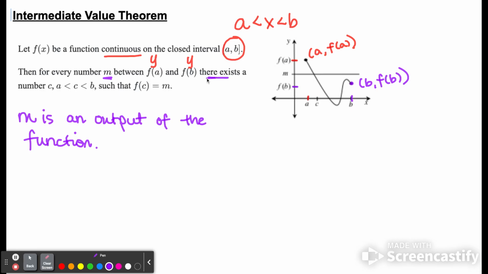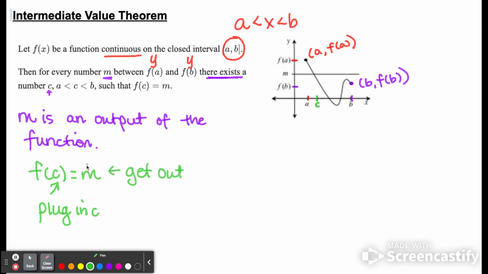There exists some number c. Here it says c is between a and b, so we can see that c is right here, it's an x value. This number c doesn't have to be exactly here, but it is somewhere in between. And when we plug in c, we get out m. So f of c equals m. We plug in c, and then we get out m.